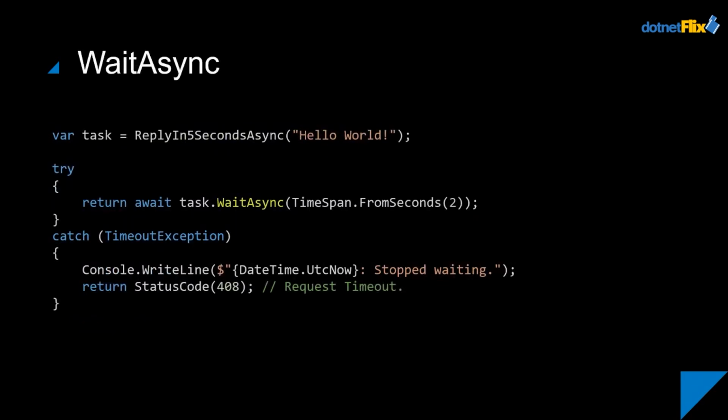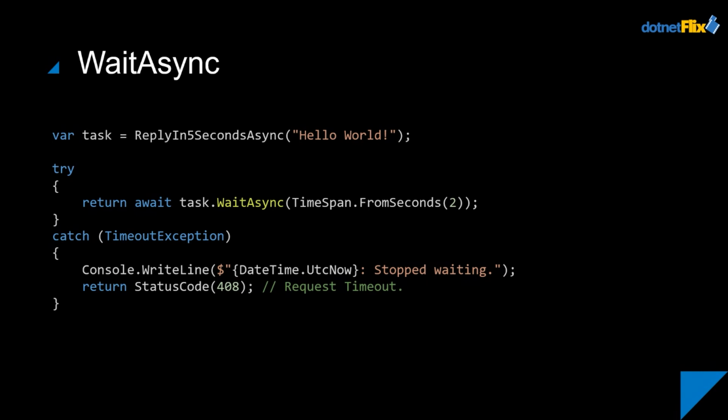Another new helper method that's been added to .NET 6 is the WaitAsync method on Task. And WaitAsync will throw a timeout exception for you if the task runs longer than a specified amount of time, which you specify in the WaitAsync method. In this case, I wait for 2 seconds until this task completes, and if it doesn't complete on time, it will throw a timeout exception, and in that case, I will write "stop waiting" to the console and return a 408, meaning request timeout.